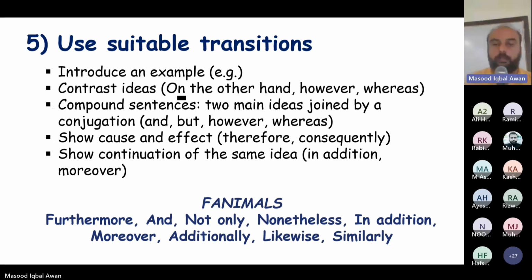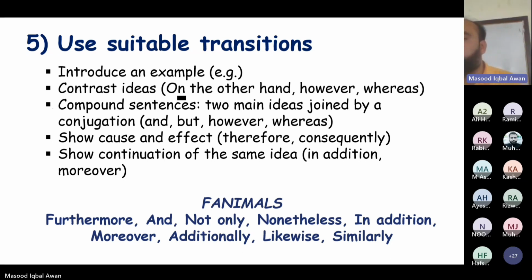Compound sentences can be joined by a suitable conjunction like and, but, however, whereas. We can show cause and effect relationship with words like therefore, consequently. And we can show continuation of the same idea.